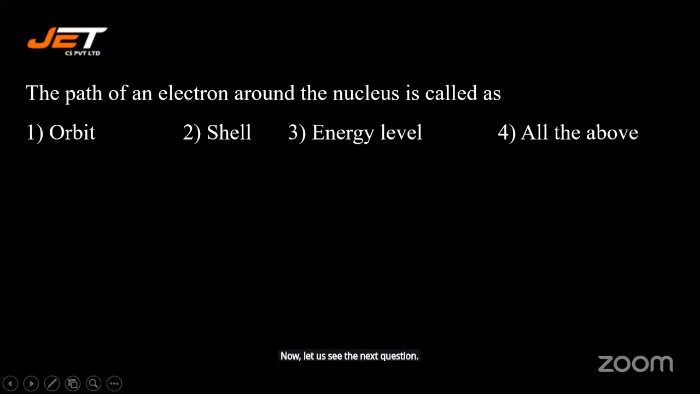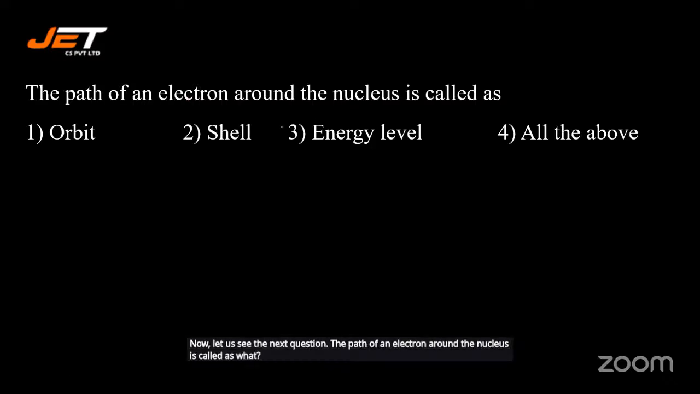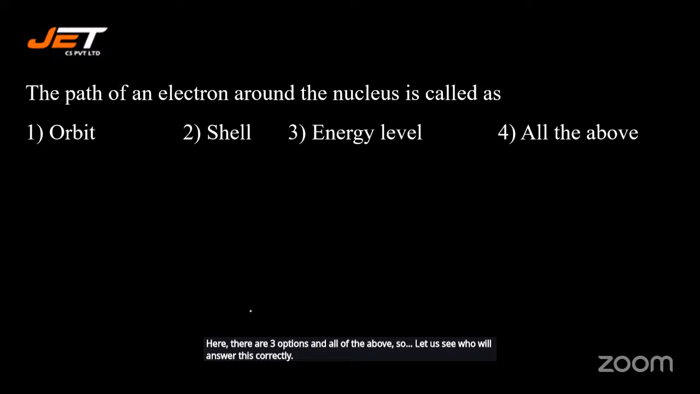The path of an electron around the nucleus is called as what? Here there are 3 options and all of the above. So let us see who will answer this correctly. Vaishnavi has mentioned it as orbit. Remaining people? Shell. Okay, I think it is all of the above.